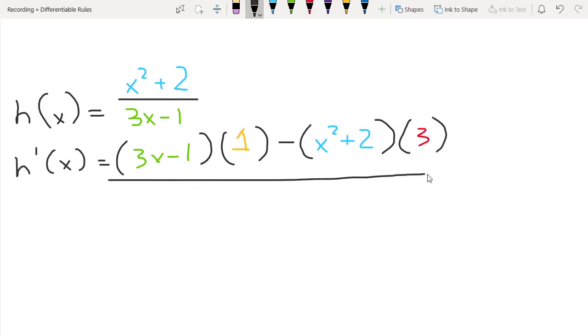And then put this all over, and then it goes low d high minus high d low all over low squared. So then we would just take low, which is 3x minus 1, and then we square it. So if you're taking AP Calculus, you don't actually have to simplify this because they're not testing to see if you can simplify or not. But for the purpose of this video, I'll simplify it a little.